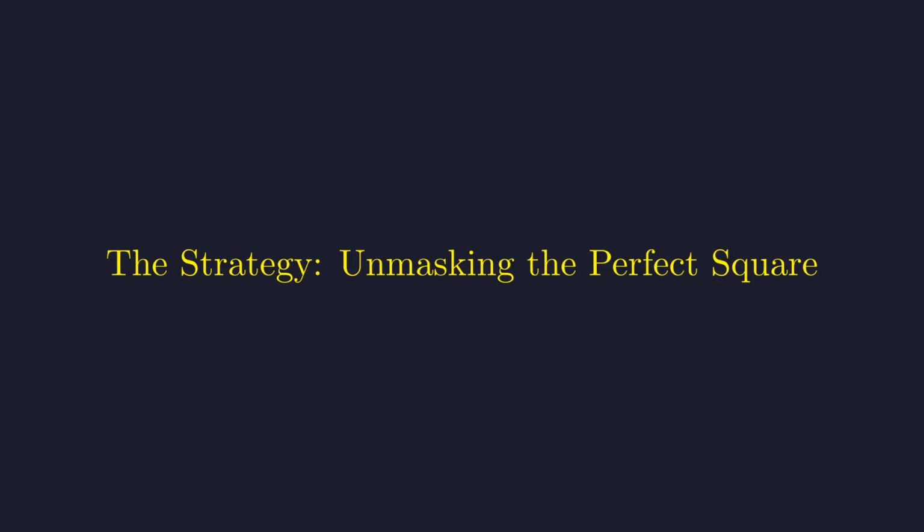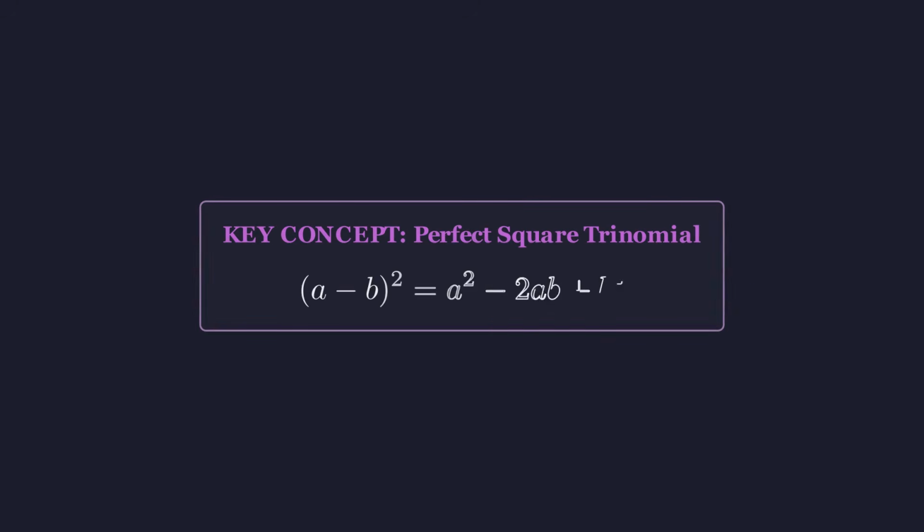The key insight here is to recognize whether what's inside the square root might actually be a perfect square in disguise. We'll use the perfect square trinomial pattern. The quantity a minus b all squared equals a squared minus 2ab plus b squared. This is our template.